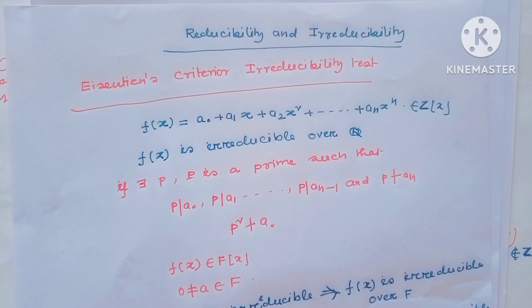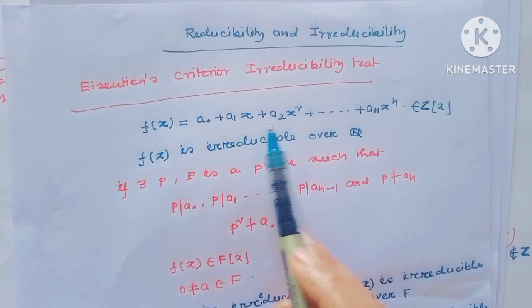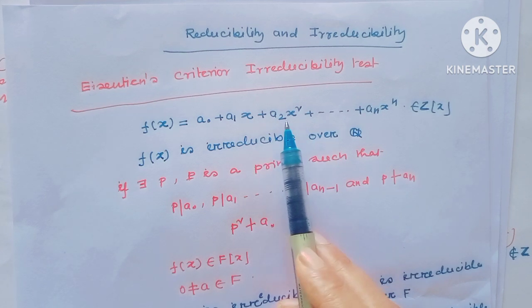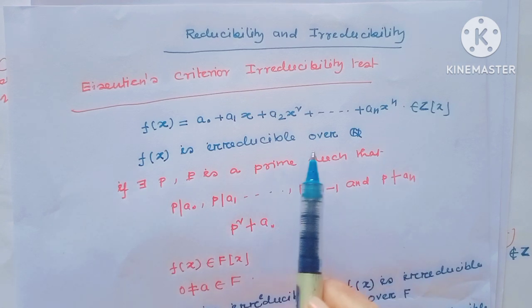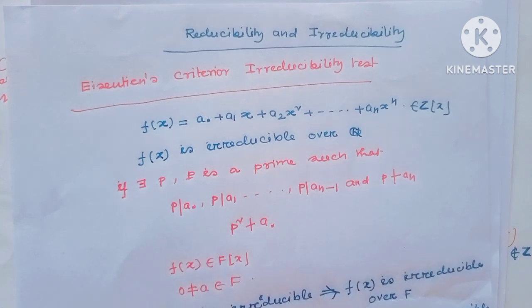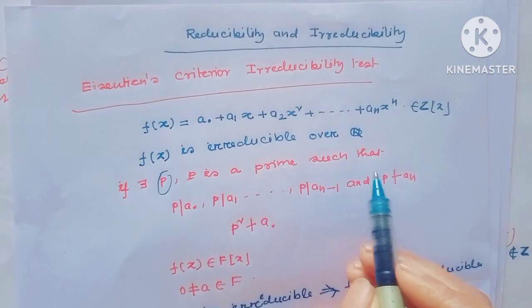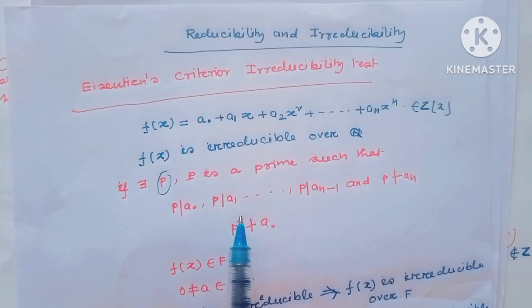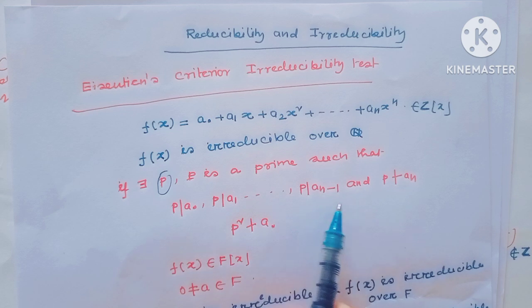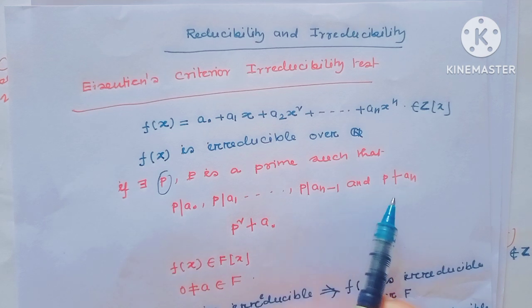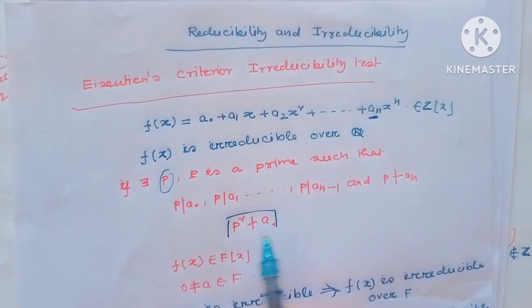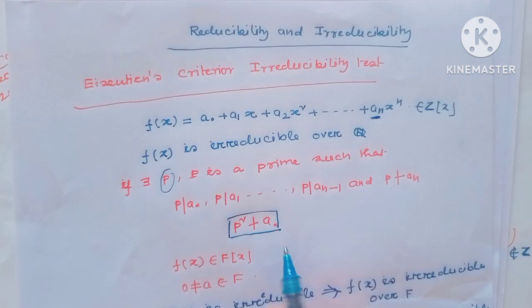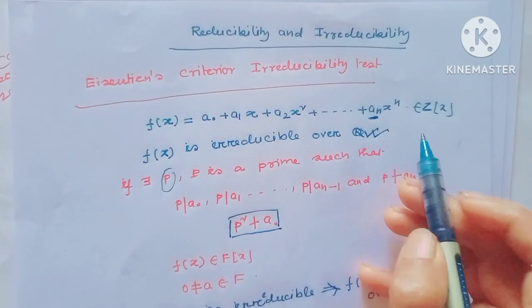We all of us know Eisenstein's criterion. In my previous video I had seen it. Just as a review, if f(x) equals a0 plus a1 x plus a2 x square up to an x to the power n belongs to Z[x], then f(x) is irreducible over Q if there exists a prime p such that p divides a0, p divides a1 up to p divides an minus 1, and p does not divide an, and p square does not divide a0, then we can tell f(x) is irreducible over Q.